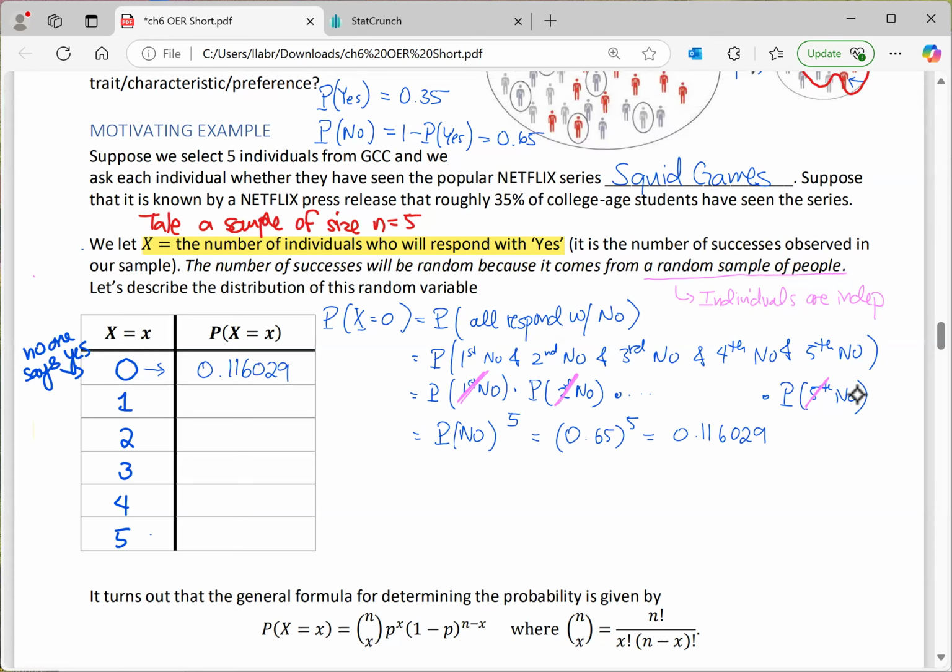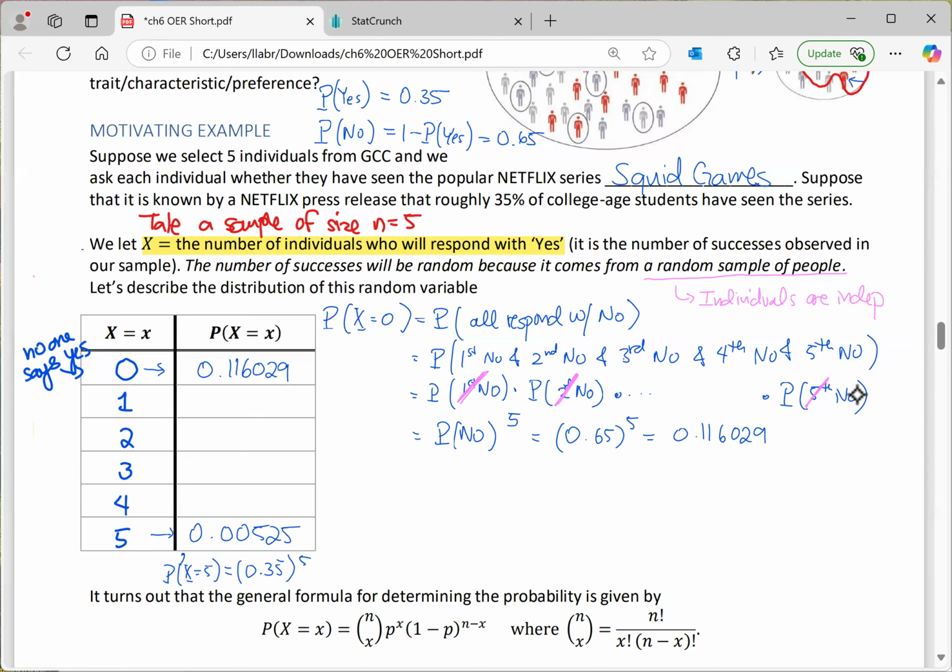You can actually find this one as well, because this one right here will be the probability of yes for all 5 of them. So that'll be the probability that x, my random variable, is 5. So that's 0.35 raised to the 5th power. I think that gives you 0.00525.